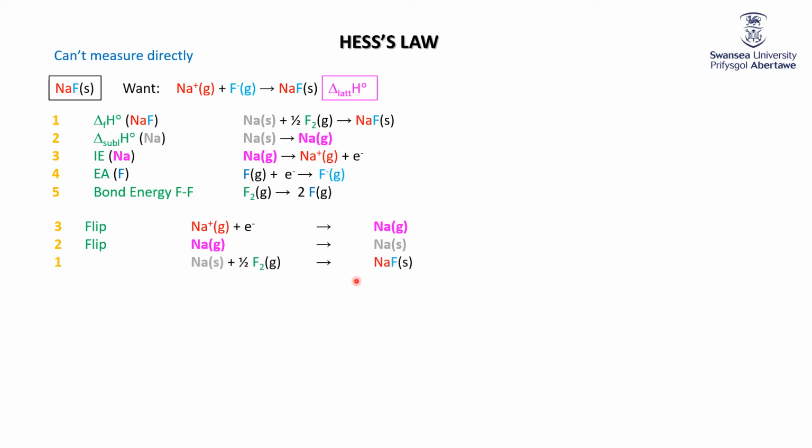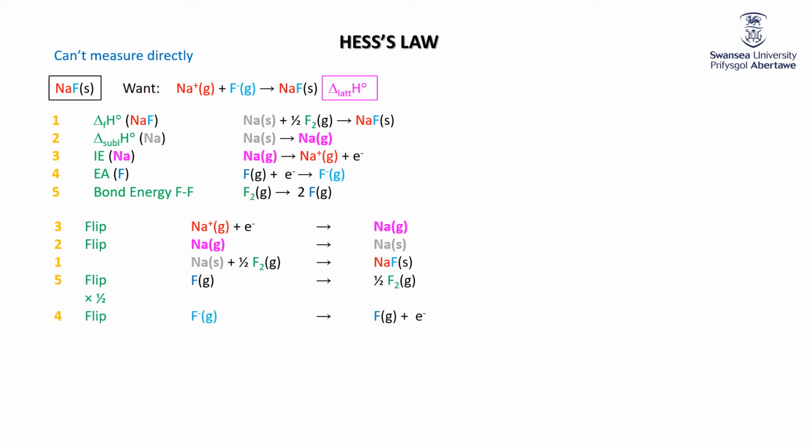Now I've brought in a half F2 on the left that I don't want, and an NaF on the right that I do want right there. So let's get rid of that half F2 on the left that I don't want. In order to get rid of half F2 on the left, I need a half F2 on the right. How do I get a half F2 on the right? Well, I've got equation 5 that has F2 on the left, so I've got to take 5 and flip it. But then I only want a half F2, so I'm going to have to divide it by 2 as well.